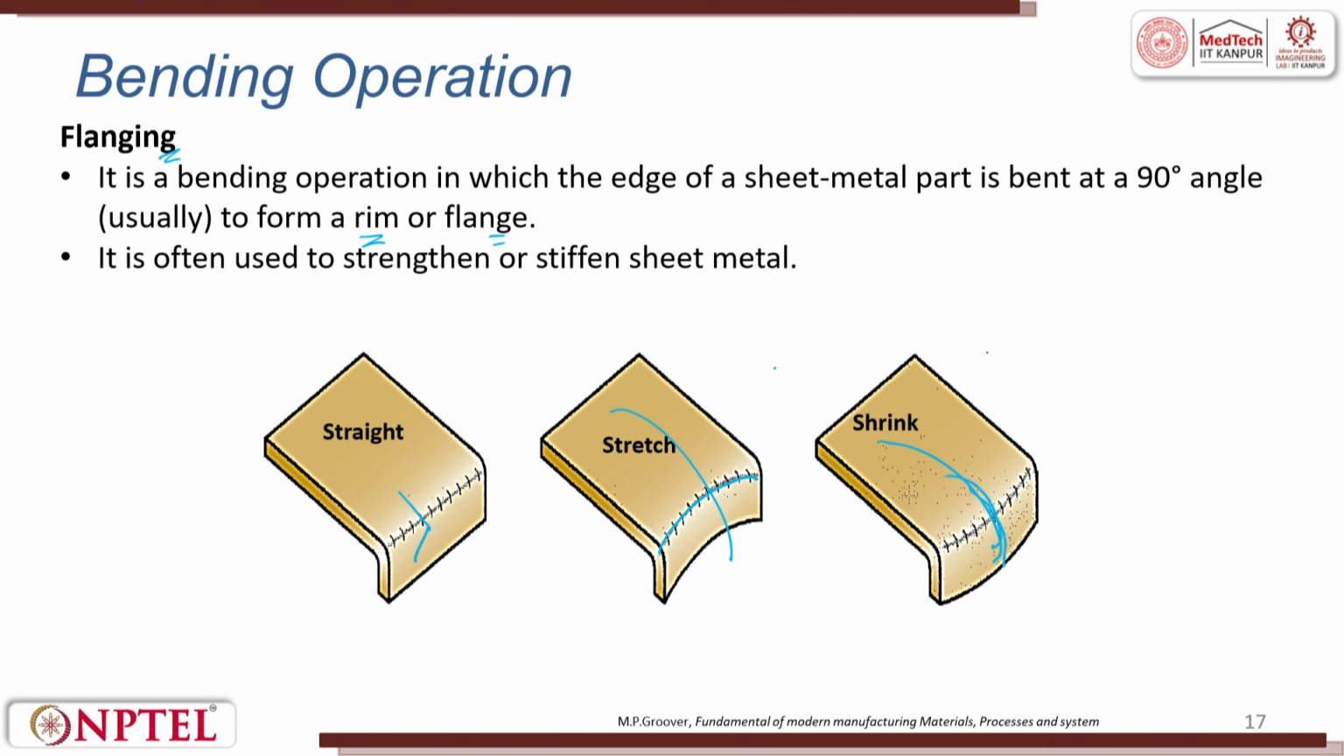Straight is this way. So, straight, and then here you will have a stretch like this, and the other way around, you will have a concave and then you will have bending. So, this is often used to strengthen or stiffen a sheet metal.